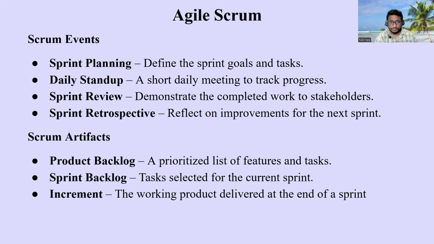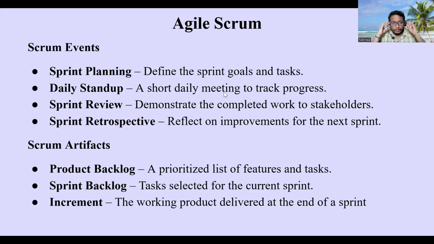Next is sprint review. Sprint review is demonstrating the completed work to stakeholders. You have built the software in the sprint, right? Then you go to the sprint review, where you give the demo to the stakeholders so that they give some more continuous feedback. Next is sprint retrospective. The sprint retrospective is after completion of the sprint. You reflect on the sprint, analyzing what went wrong and what needs to be improved.